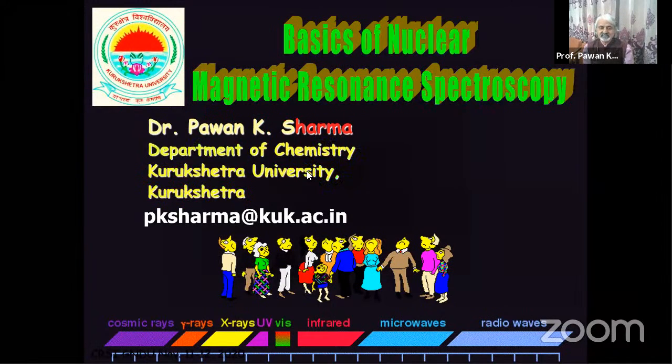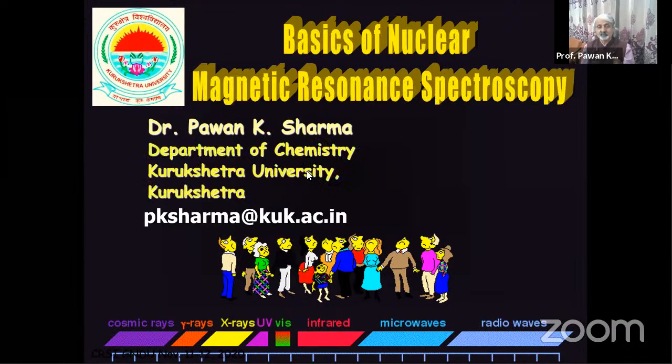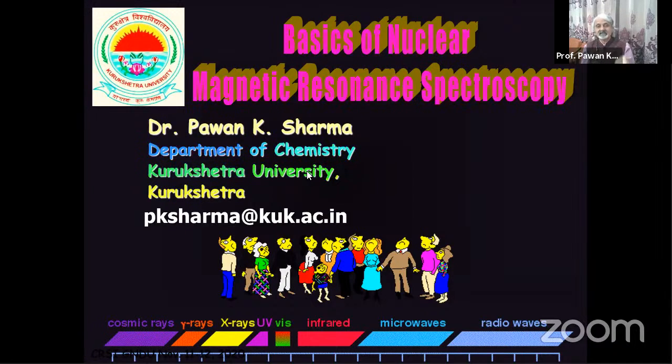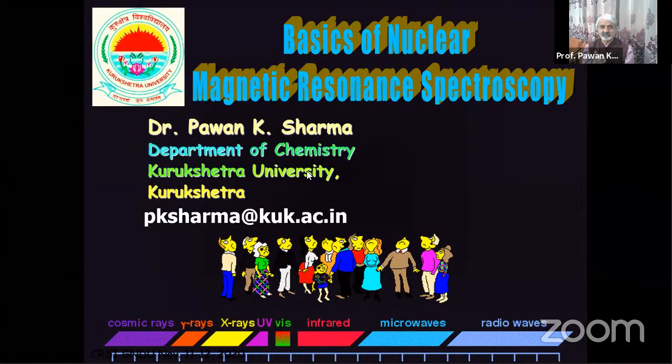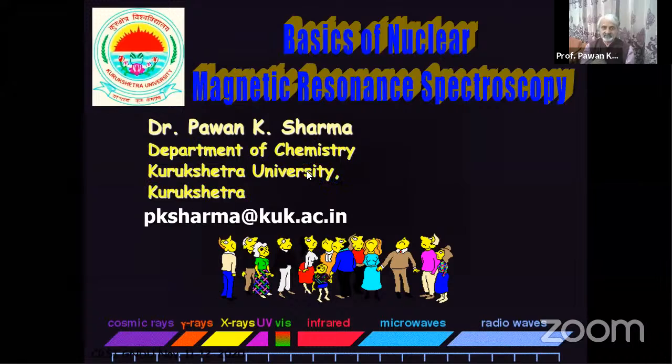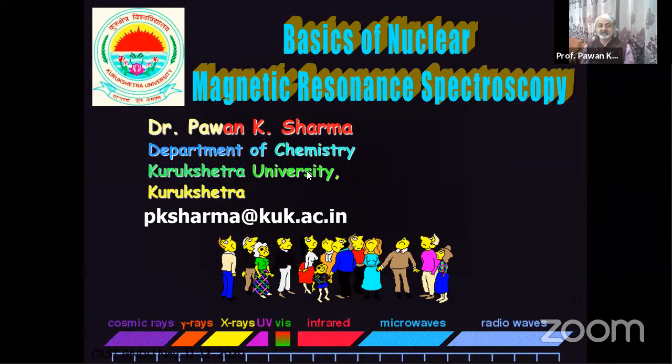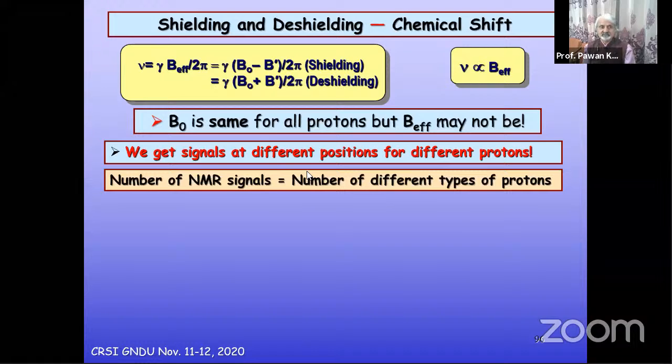Based on that, we said that the effective magnetic field felt by the nucleus would be a combination of the applied magnetic field and the induced magnetic field. For shielding, the induced magnetic field is in the opposite direction. For de-shielding, it is reinforcing, in the same direction. So our basic NMR equation, nu is equal to gamma B0 by 2 pi, now changes to nu is equal to gamma B effective by 2 pi, where B effective is equal to B0 minus B prime for shielding, and B0 plus B prime for de-shielding.